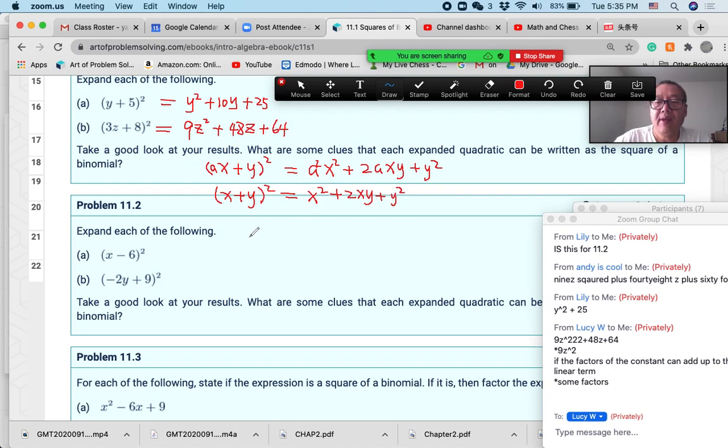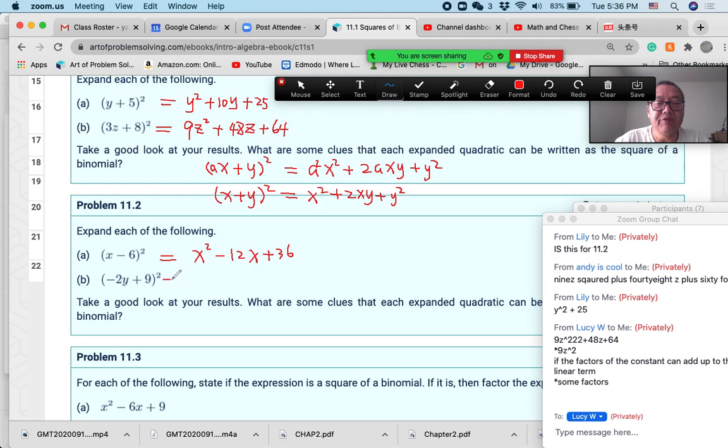Okay. Now let's move to example 11.2. Expand each of the following: x minus 6, parentheses, square. Everybody send me this answer. See, this one is very easy, okay? You can write this one as x squared minus 12x, then plus 36, right?